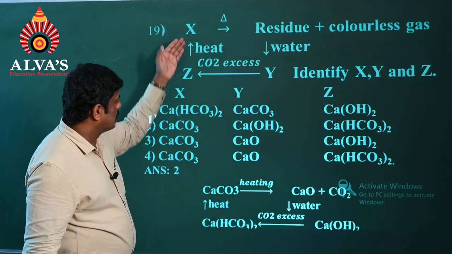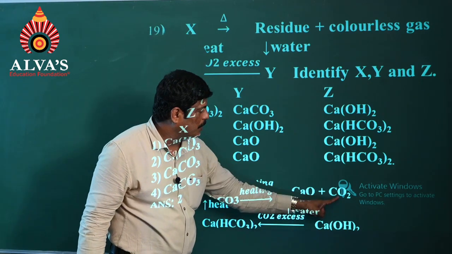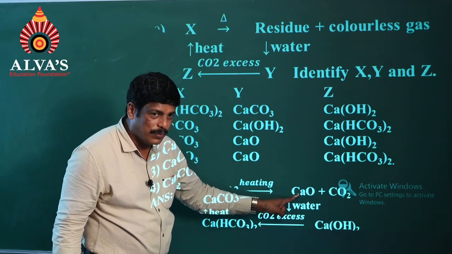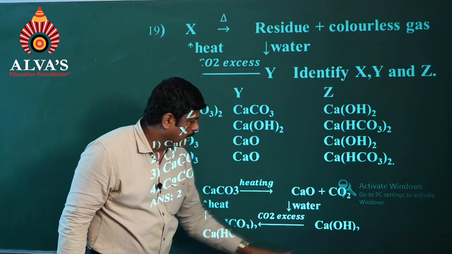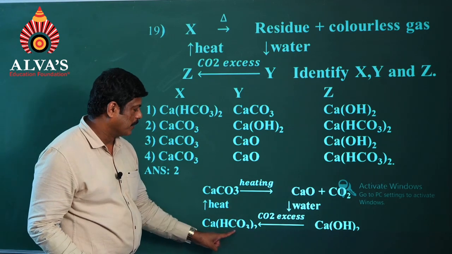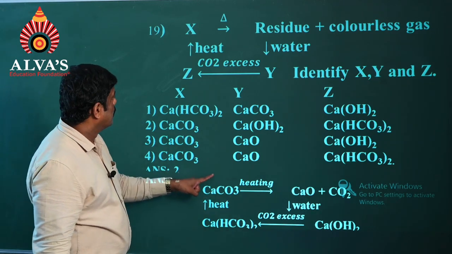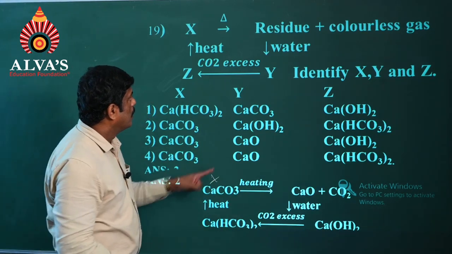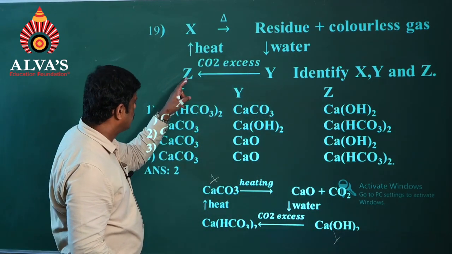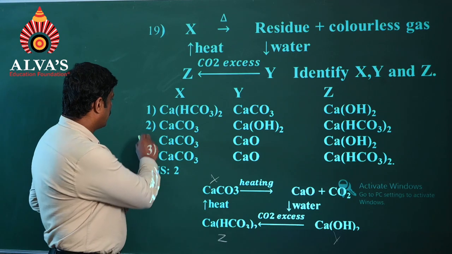A very simple concept: when calcium carbonate is subjected to heat, it produces CaO and CO2. Carbon dioxide is a colorless gas. When CaO is treated with water, you will get calcium hydroxide. When calcium hydroxide is treated with excess carbon dioxide, it produces calcium bicarbonate. When calcium bicarbonate is subjected to heat, it produces calcium carbonate. Hence X is calcium carbonate, Y is Ca(OH)2, and Z is calcium bicarbonate. So the option must be the second option.